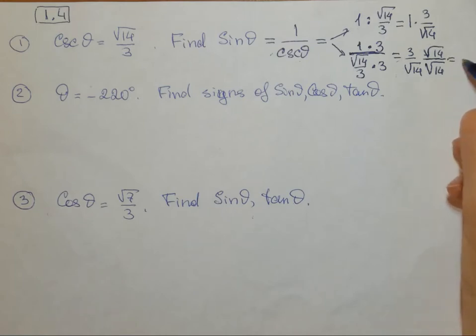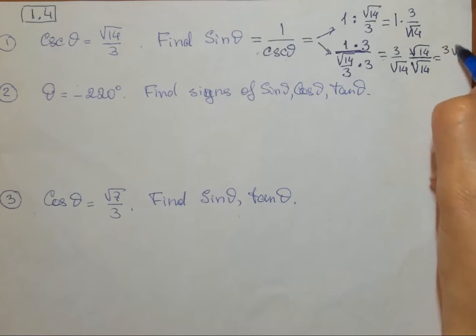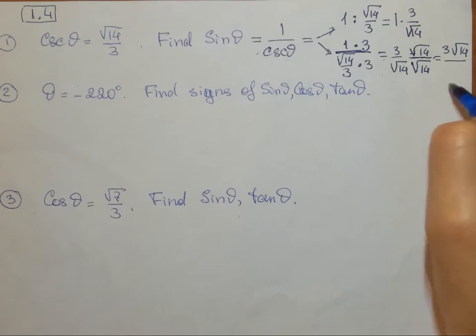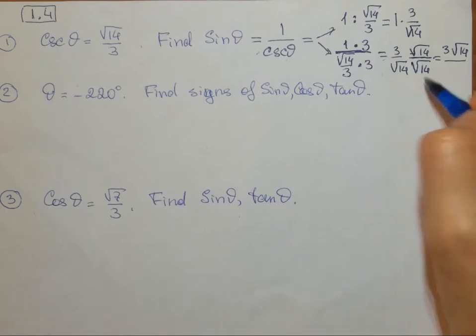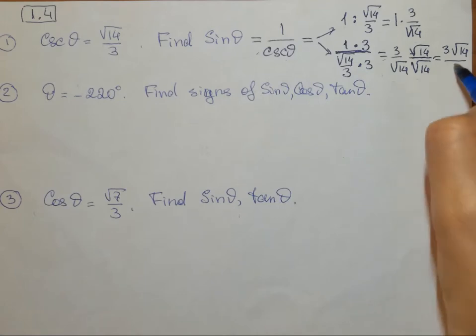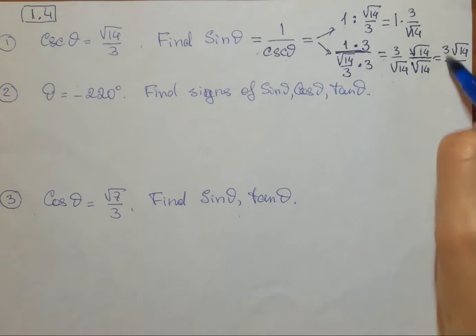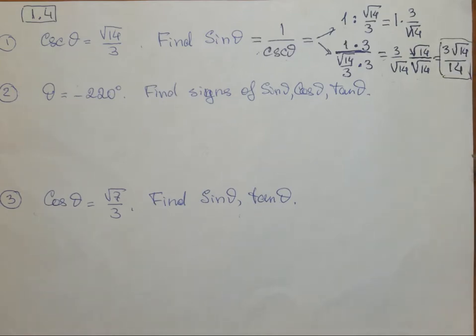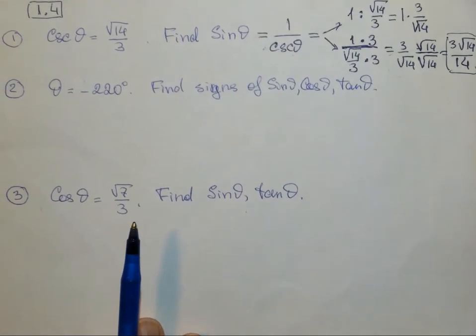Then in the numerator, we have 3 times square root of 14. In the denominator, we have square root of 14 times square root of 14, square root of 14 squared, or 14. So this is the answer. You see, the most difficult part of it is rationalizing the denominator, not applying trigonometric identities.